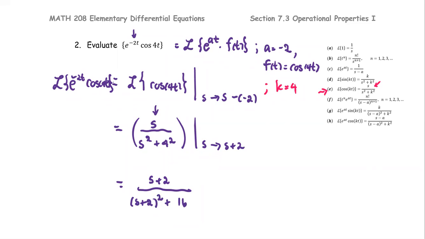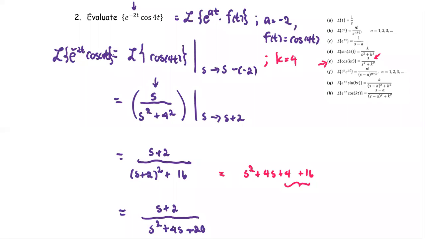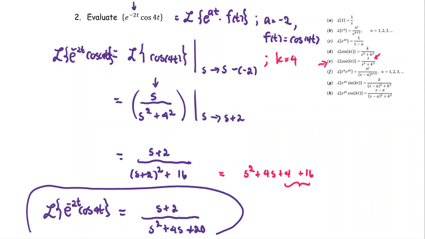This is not the final solution. What you have to do is clean up the denominator a little bit by expanding the perfect square. So s plus 2 squared is s squared plus 4s plus 4, and then plus 16, and combine 4 and 16 to be 20. The final answer is s plus 2 divided by s squared plus 4s plus 20, as the Laplace of e to the negative 2t cosine of 4t. Okay, so that's the answer.